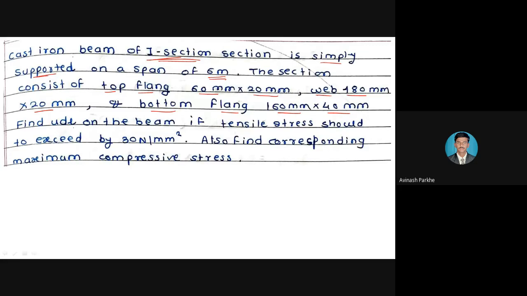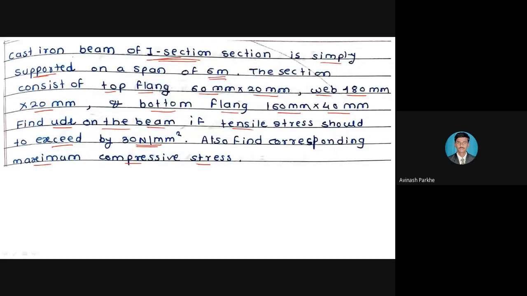Find the UDL on the beam if the tensile stress should not exceed 30 Newton per mm square. Also find the corresponding maximum compressive stress. The problem is totally different from the previous problems we have solved. The statement is somewhat the same, that is, one I section is there. And if you look at the dimensions of the top flange and the bottom flange, they are not the same. Therefore, this is an unsymmetrical I section.